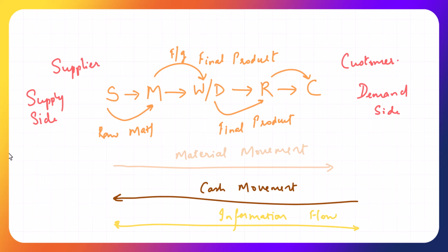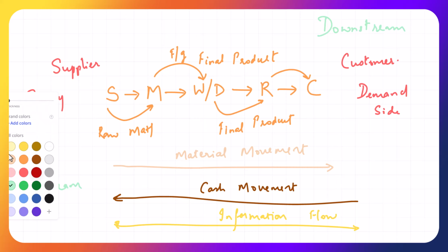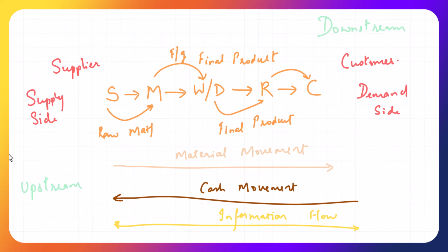If we look from supplier to the customer, that is known as the upstream, and from customer to the supplier is known as the downstream. If we try to understand where logistics is in this entire thing, logistics is here. Logistics is basically the movement of goods.